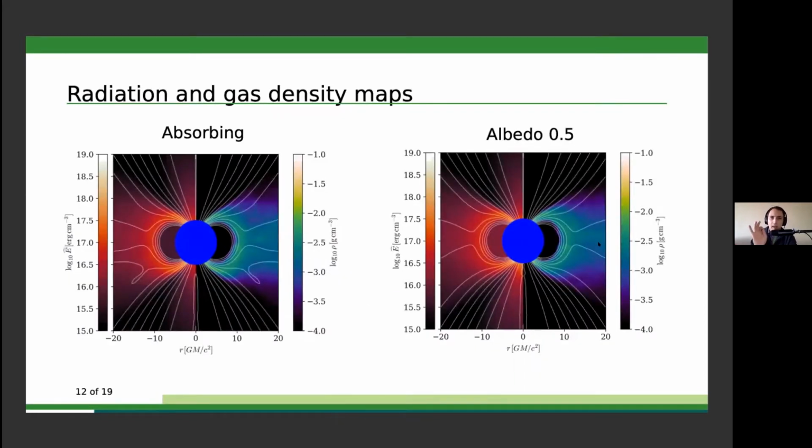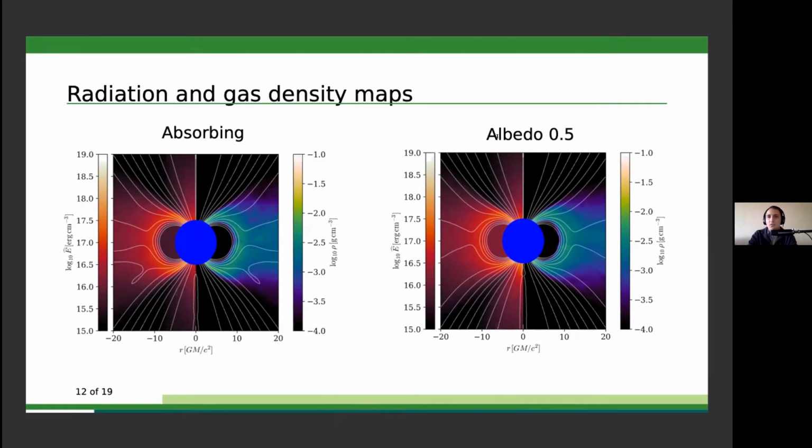So here are just some time averages. On the right, I'm showing gas density. On the left, I'm showing radiation energy density. So this is for the absorbing. You can see that there's some radiation that's escaping out the poles.